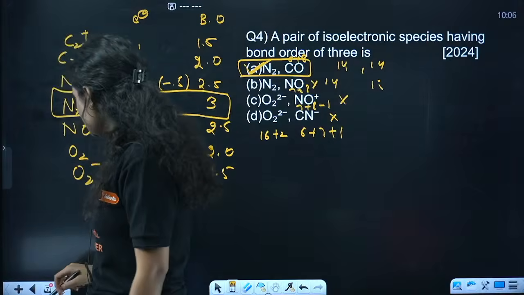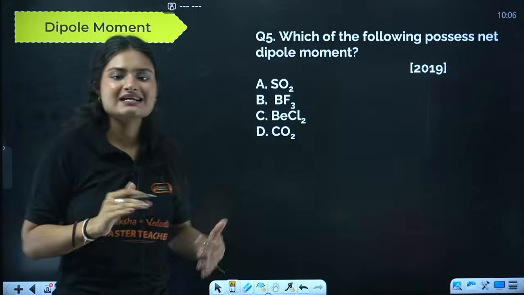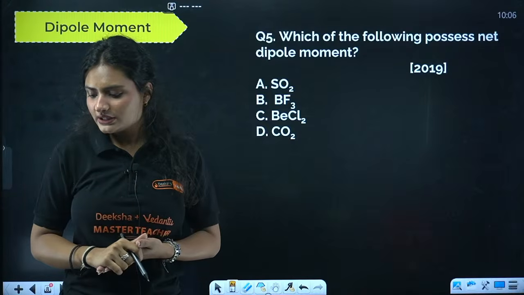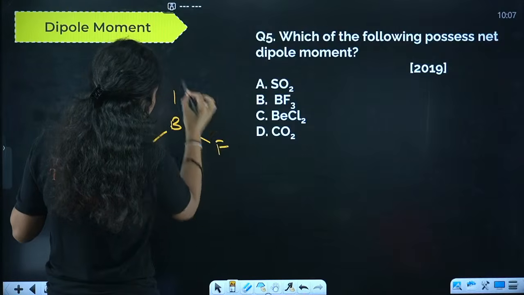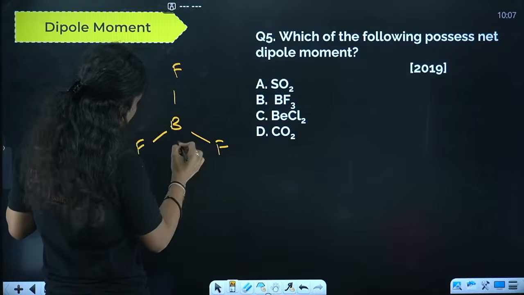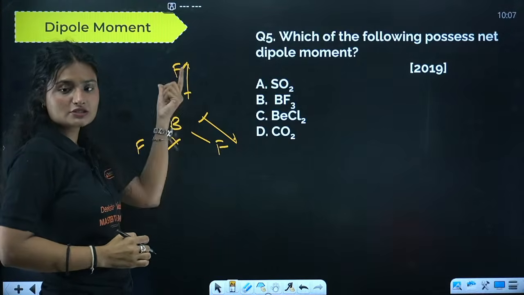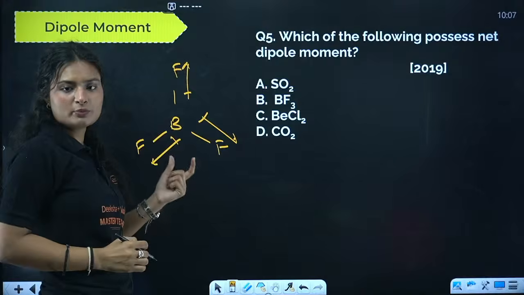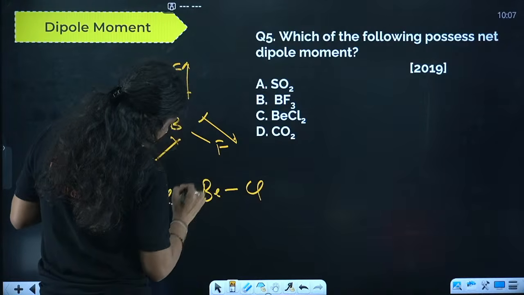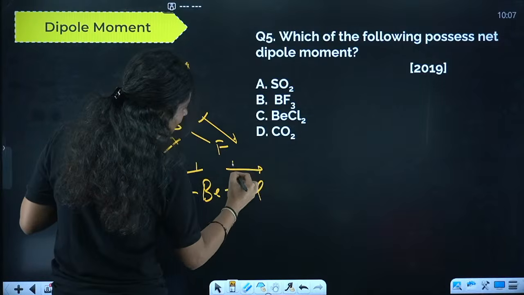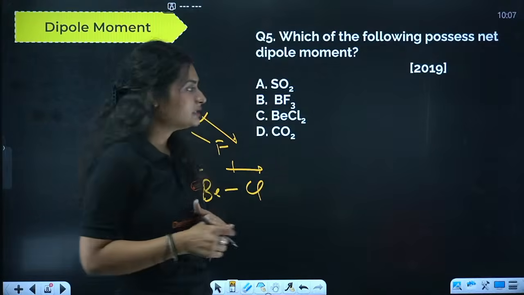Next question. Which of the following possess a net dipole moment? Very easy, right? We know BF3 is planar. The net dipole moment is 0, because all these dipole moments cancel out each other. Similarly, BeCl2: the dipole moments are the same in magnitude and opposite in direction, so they also cancel out.